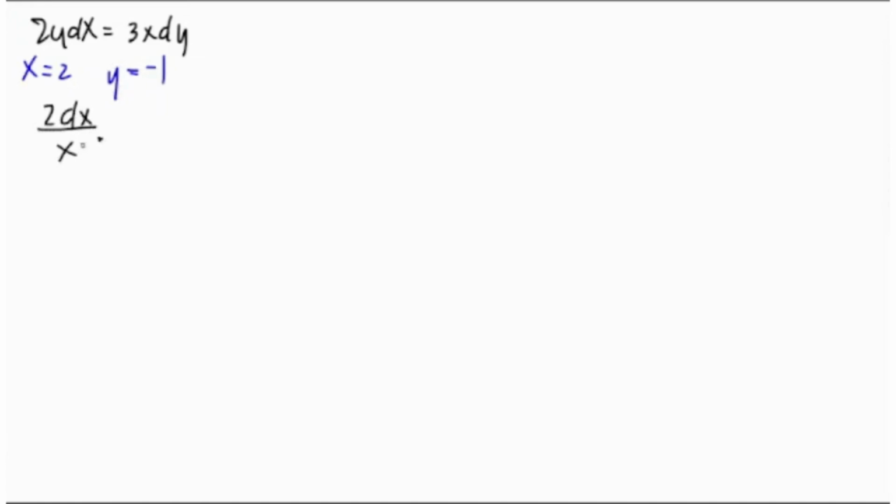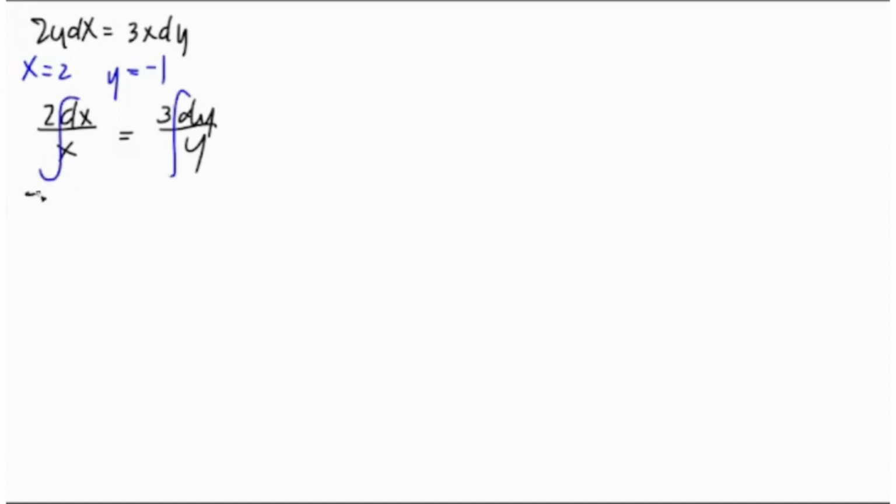So, problem is 2y dx is equal to 3x dy. Condition naman natin ngayon is x is equal to 2 and y is equal to negative 1. So, solve muna natin. Separate the variables. 2 dx all over x is equal to 3 dy all over y. So, separate na natin yung mga variables. Integrate na natin both sides.